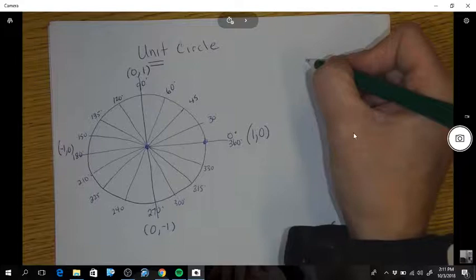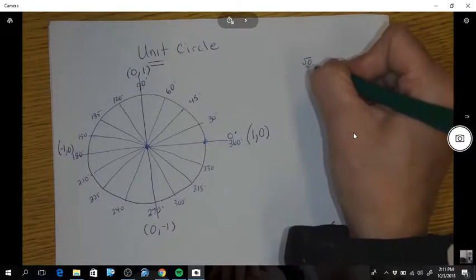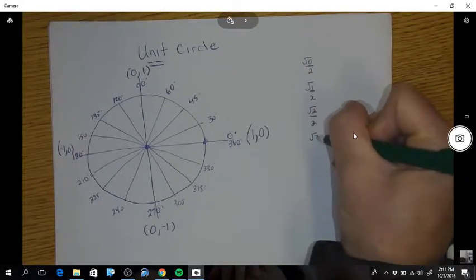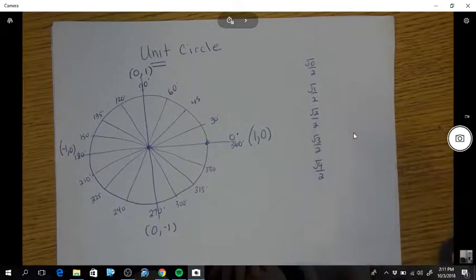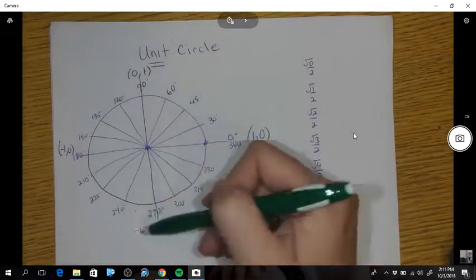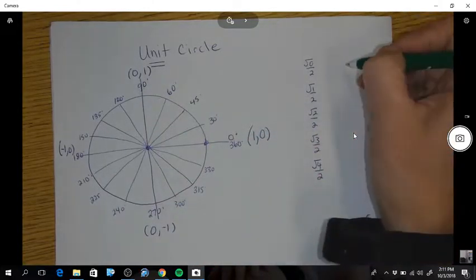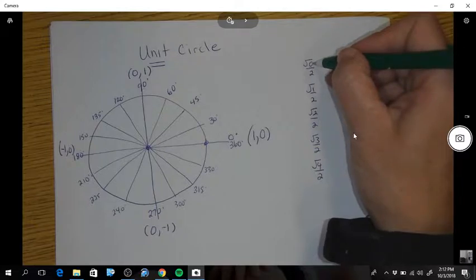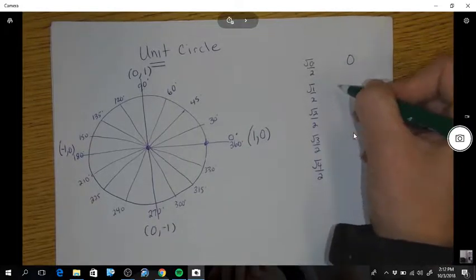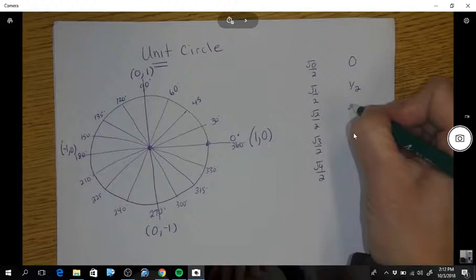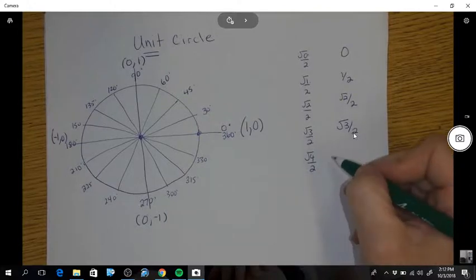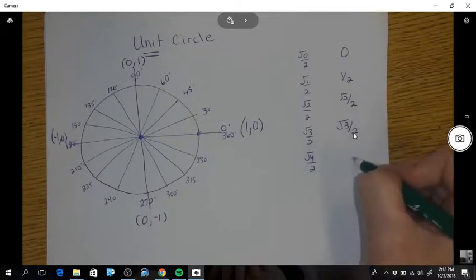Okay, here's a pattern. You ready? Root 0 over 2, root 1 over 2, root 2 over 2, root 3 over 2, and root 4 over 2. See the pattern? We're going to use that pattern to create all of the coordinates for this. I'm going to make this one look better because root 0 is 0, 0 divided by 2 is just 0. Root 1 is 1, so I can change that to 1/2. There's nothing I can do with root 2, nothing I can do with root 3, and root 4 is 2, and then 2 divided by 2 is 1.